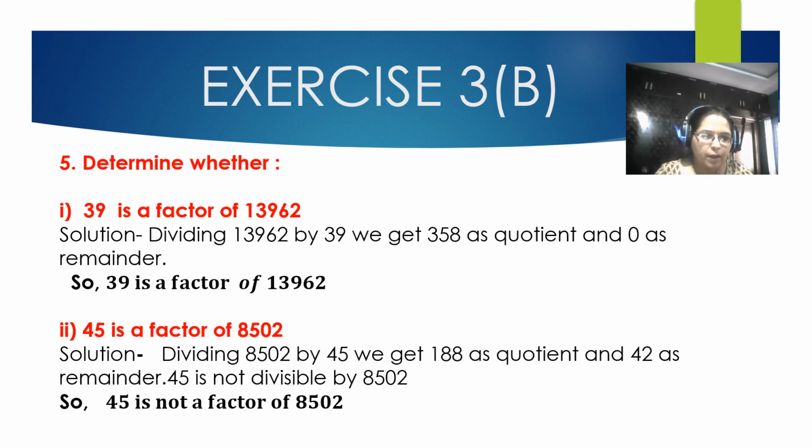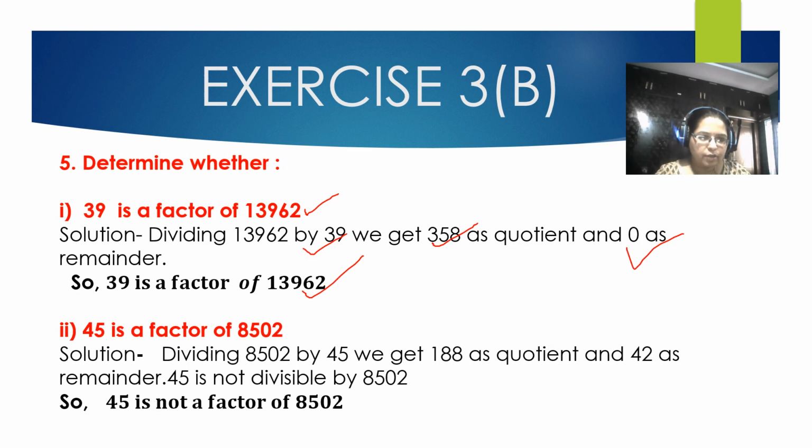Now we solve question number 5. Question number 5 is: determine whether 39 is a factor of 13,962 or not. Dividing 13,962 by 39, we get 358 as quotient and 0 as the remainder. So 39 is a factor of 13,962. As we get the remainder 0, the number 39 is a factor of that number. If we don't get 0 as the remainder, then we say that the number is not a factor of that number.